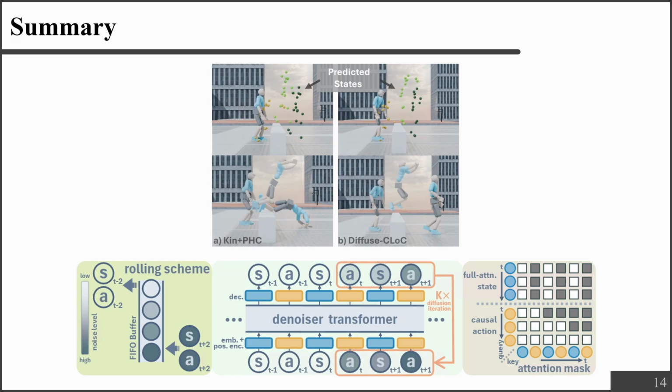The attention mask separates the roles of state planning and action execution, and the rolling inference mechanism stabilizes the receding horizon process. The resulting system is positioned as a physics-based look-ahead control, where downstream tasks can be changed by modifying state space costs at inference time.